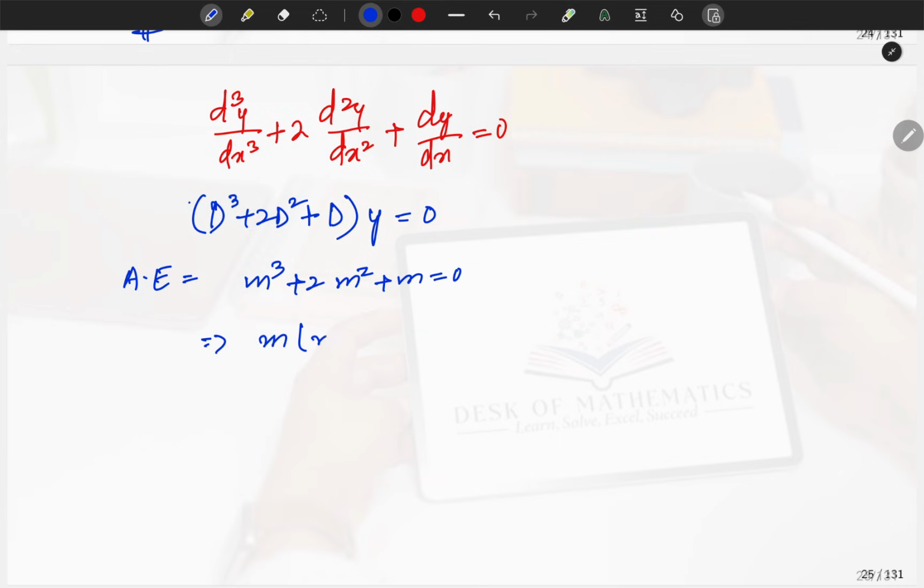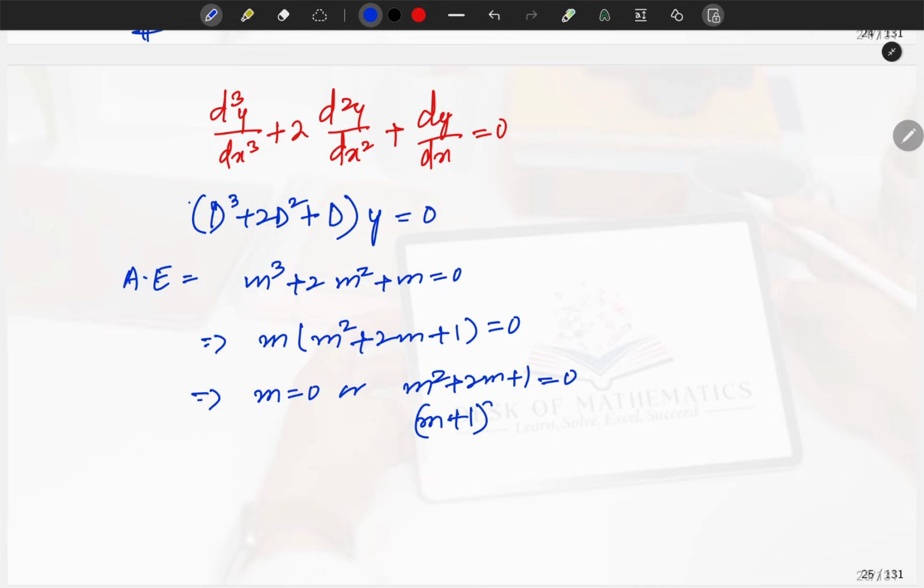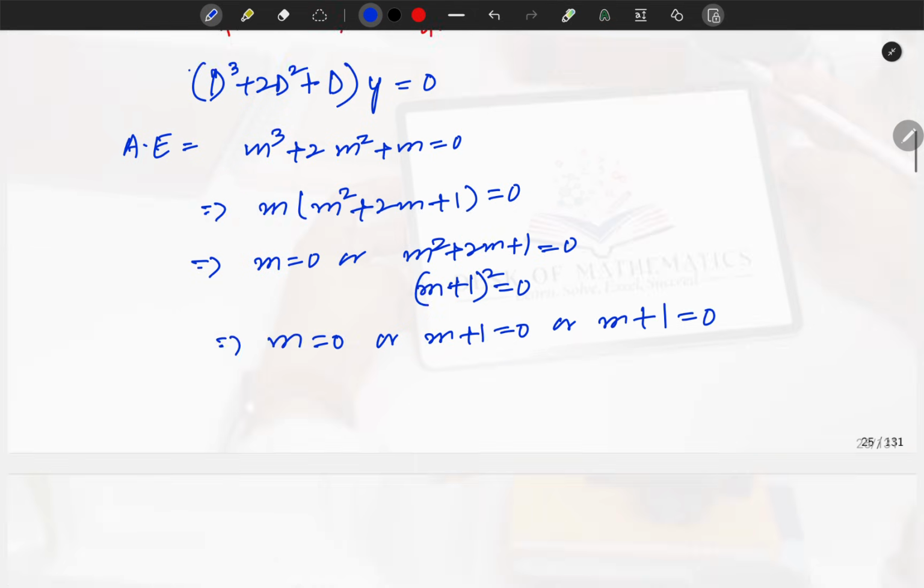Take the m common, you will get m square plus 2m plus 1 is equal to 0. So it implies m is equal to 0, or m square plus 2m plus 1 is equal to 0. So you can write this as m times (m plus 1) whole square is equal to 0. So it implies m is equal to 0, or m plus 1 is equal to 0, or m plus 1 is equal to 0, because you have the square here.